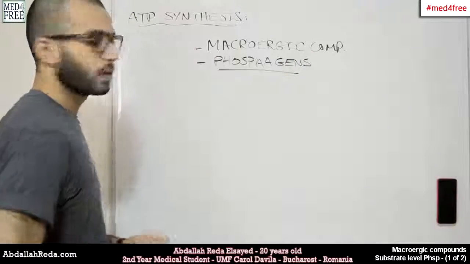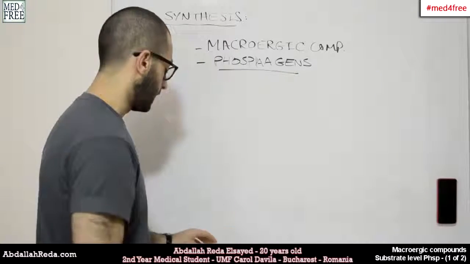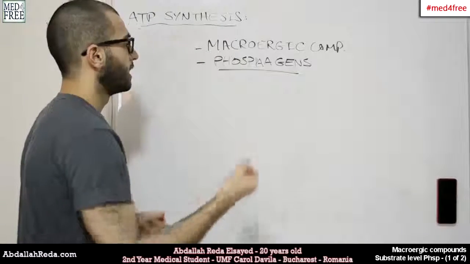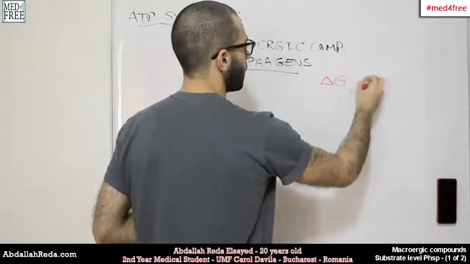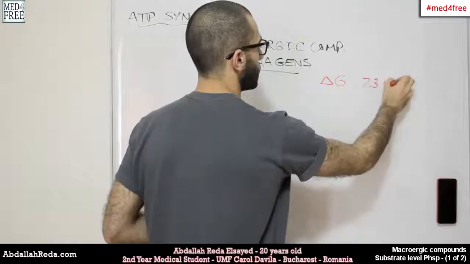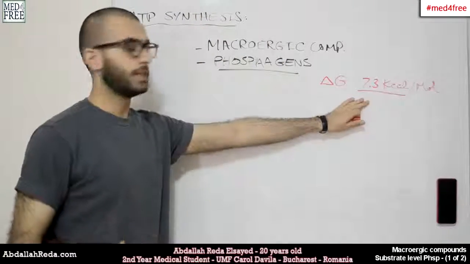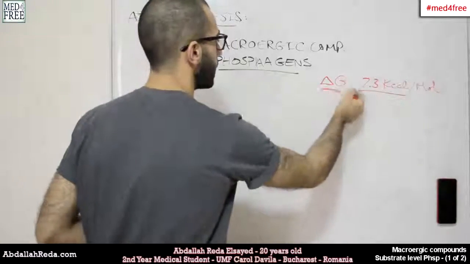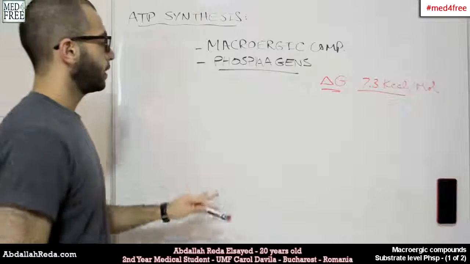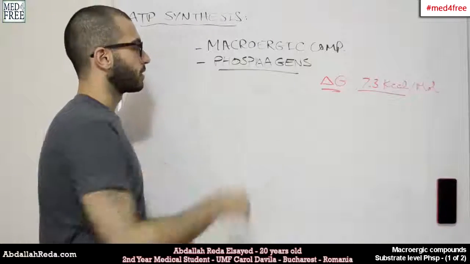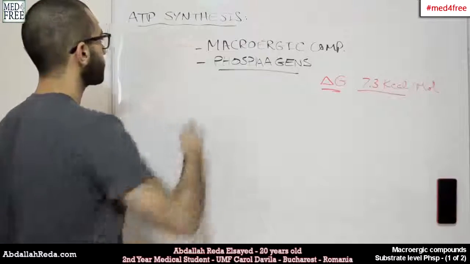So these macroergic compounds or phosphogens are used in order to synthesize ATP, and they have a higher energy release, so a higher delta G than 7.3 kilocalories per mole, which is the one for ATP. So their delta G is higher than that of ATP. But before talking about examples of such macroergic compounds, we have to mention something about ADP synthesis.